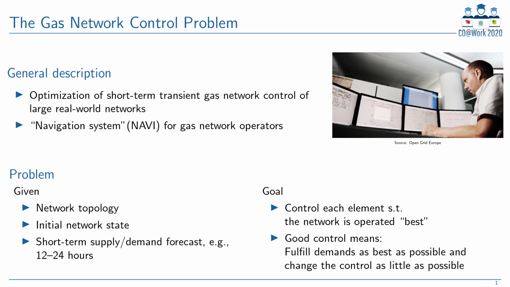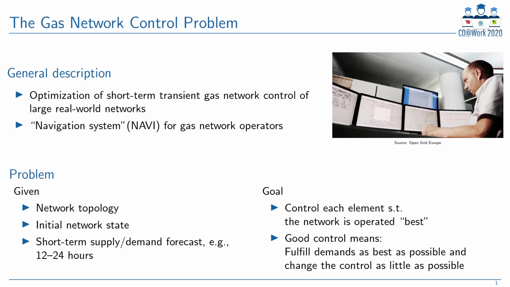To solve the problem, we are given the topology of the network, so the position of all the single elements and their connection to each other. Then we are given the initial state, so the current modes of the single elements and the distribution of the gas in the network. And for the future, we are given the demand and supply forecasts on what we expect to happen at the boundary nodes. So how much gas will be entered, how much gas will leave the network.